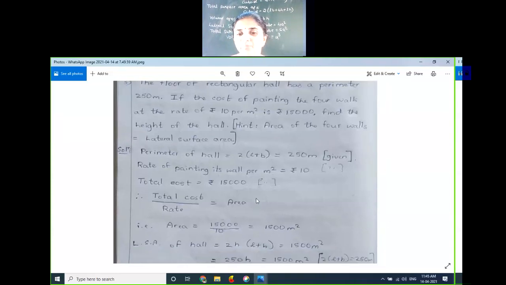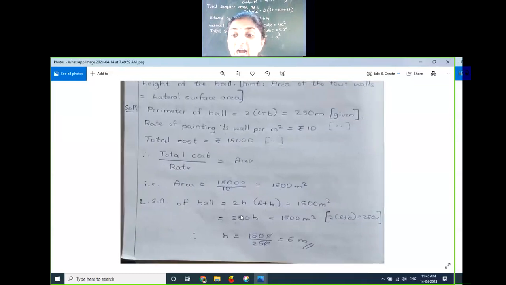Then what do we actually have to find out? The height of the hall. Then we can take the LSA of the hall, no? LSA of the hall: in the hint it is given that the area of 4 walls is equal to the lateral surface area. In that you will get height, 2h into (L plus B). Now we already have L plus B, no? Here 2 into (L plus B) is given, the hint is 250. Then what is L plus B? L plus B is 250 divided by 2. That way you can take it, no?